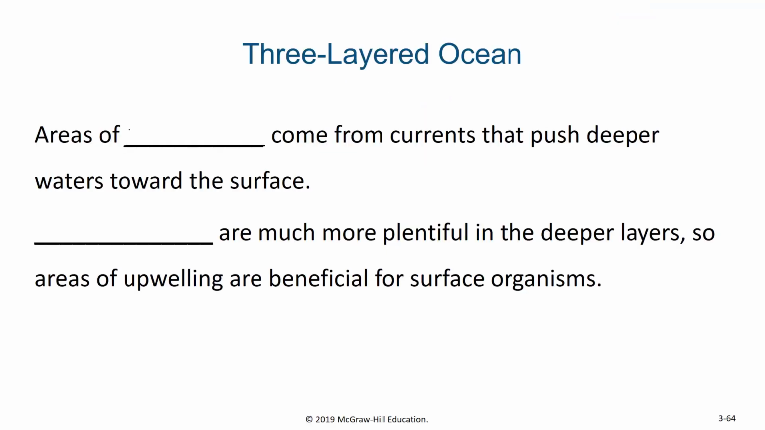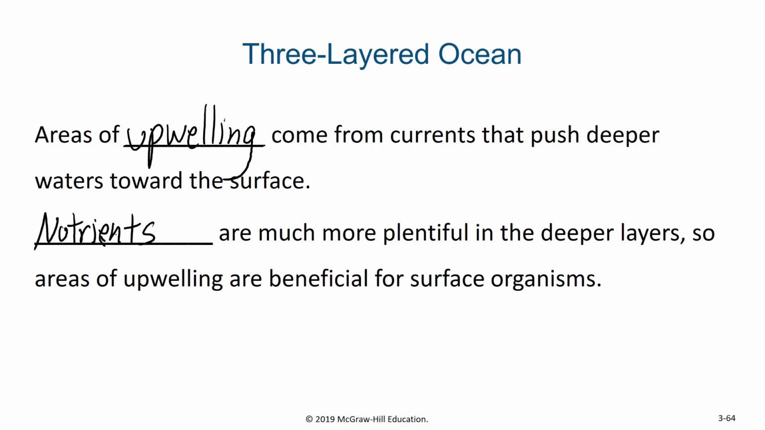Areas of upwelling come from currents that push deeper waters towards the surface. Nutrients are much more plentiful in these deeper waters. They have been fortified with nutrients over time while they've been down deep in these lower layers, and so often areas of upwelling are beneficial for surface organisms. It's an influx of nutrients, and usually there will be a lot of algae growth, and that can drive whole food webs.